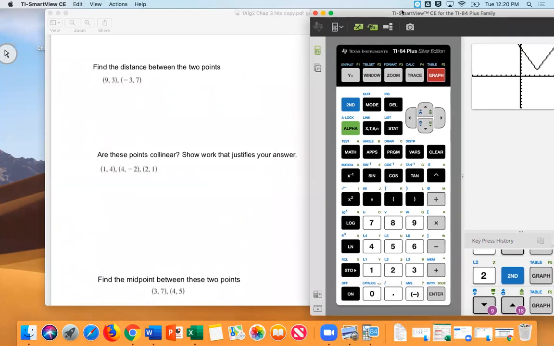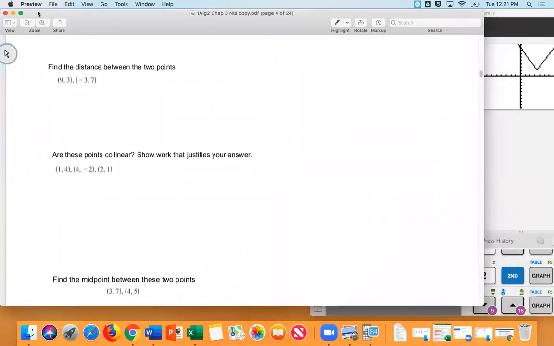All right, now we got a bunch of problems to do. So, Jake, what's the distance formula? The distance formula is x. Wait, hold on. It's x2 minus x1 squared plus y2 minus y1 squared with the square root of the whole thing? Yeah. Very good.